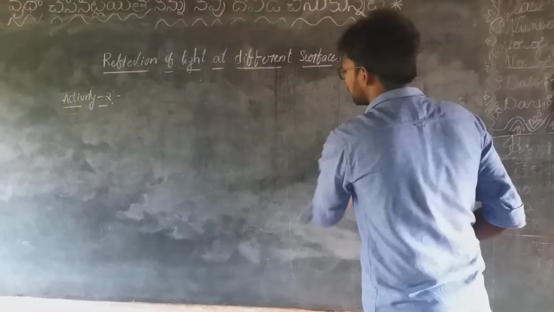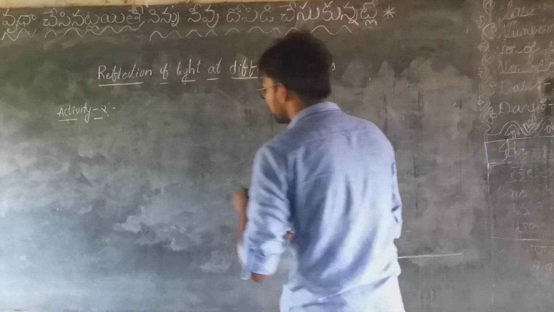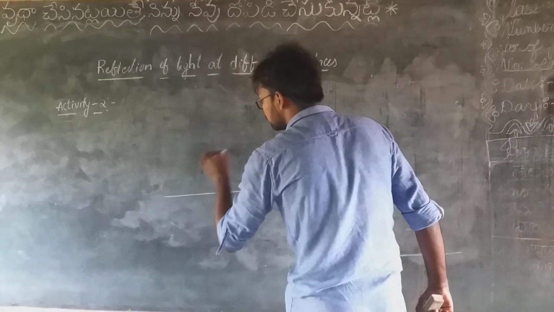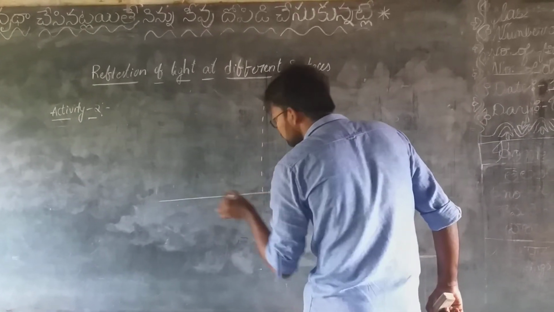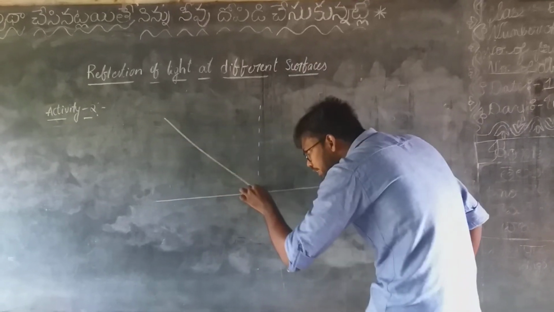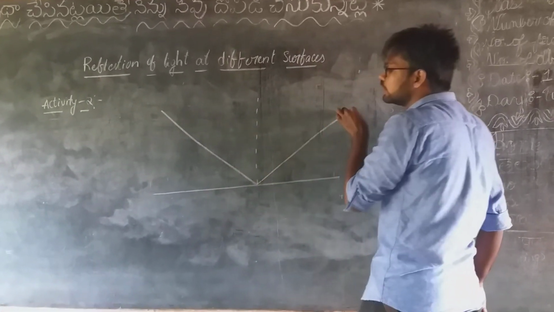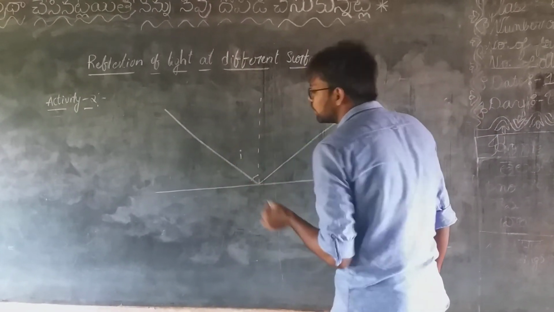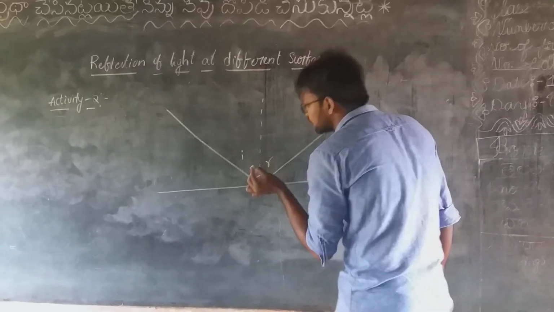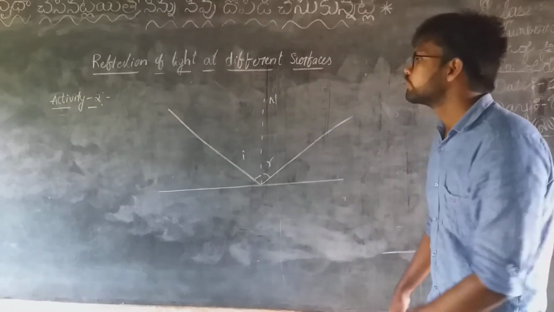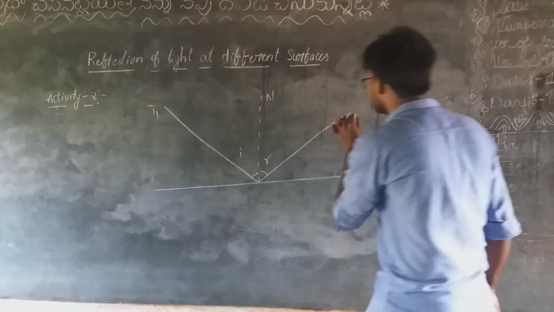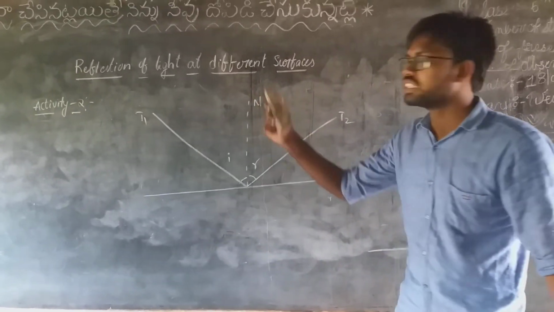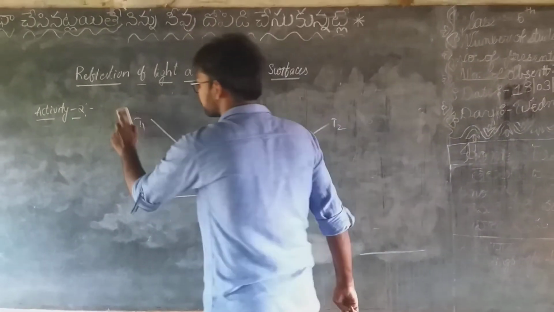Okay, so from this diagram, what has happened: this is the normal. The ray has taken C and flies to the tree B. So which means angle of incidence is equal to the angle of reflection. This is tree 1 and this is tree 2. So angle of incidence is equal to the angle of reflection. This is activity number 2.